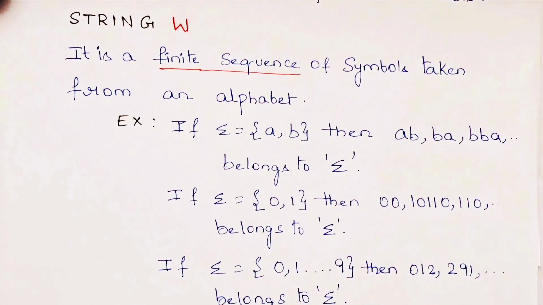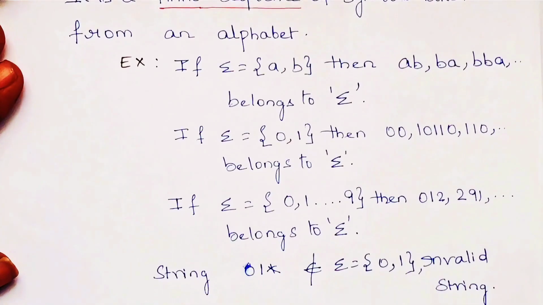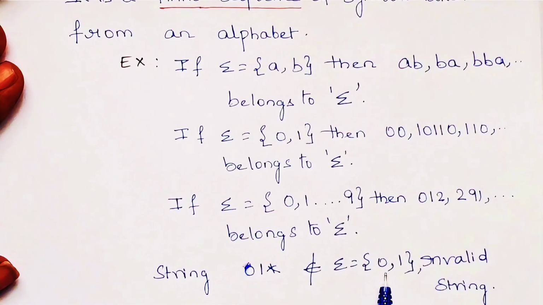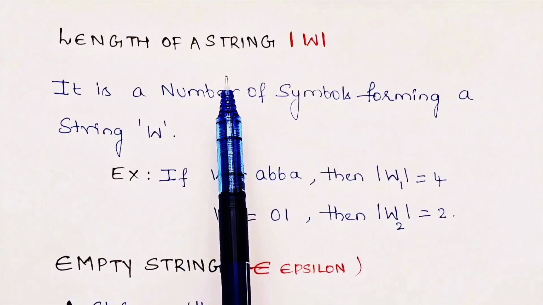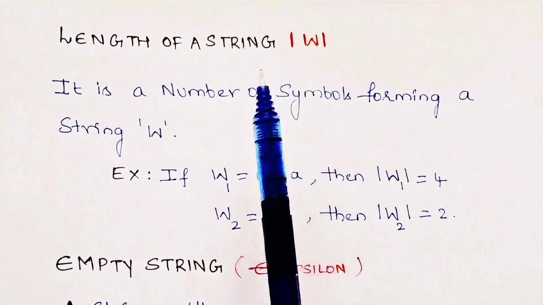For example, if we consider the sample string 01*, here the input 0 belongs to sigma, input 1 belongs to sigma, but star is not belonging to sigma. Here we consider the sigma value as {0, 1}, but the string is formed as 01*. The symbol star is not defined in the input alphabet sigma. Thus, it is treated as an invalid string.